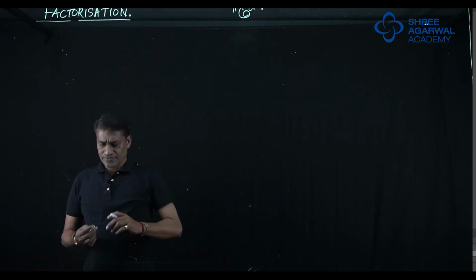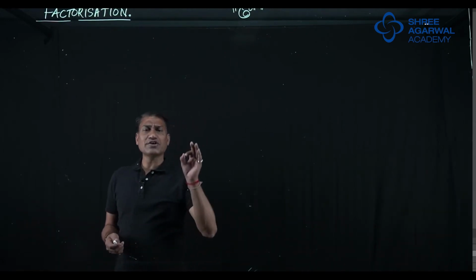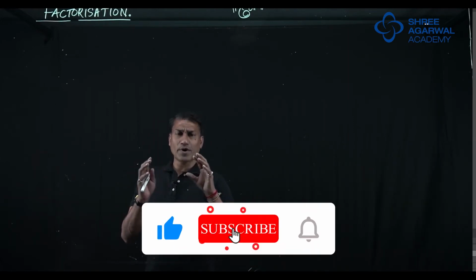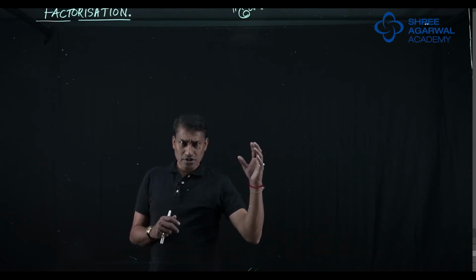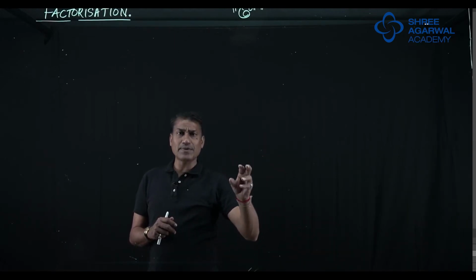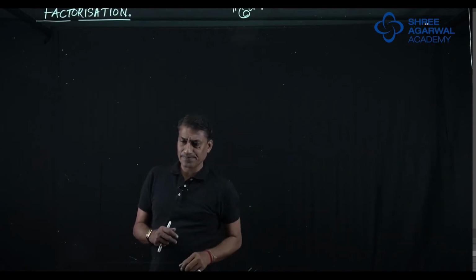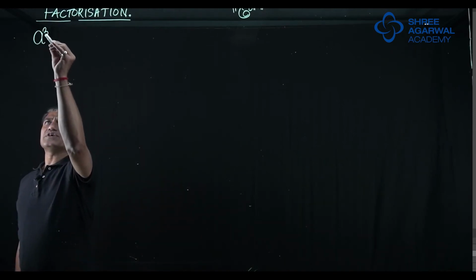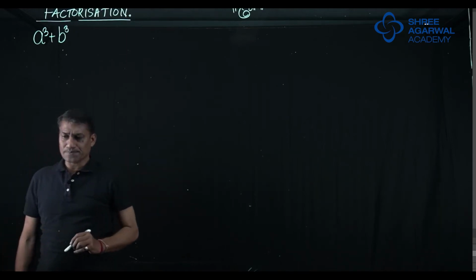In the previous video, I have told you the concept of factorization. Factorization is a process of breaking down a given number or polynomial into two or more terms such that when they are multiplied, the original polynomial or original number is obtained. So let us see the factorization of a cube plus b cube.